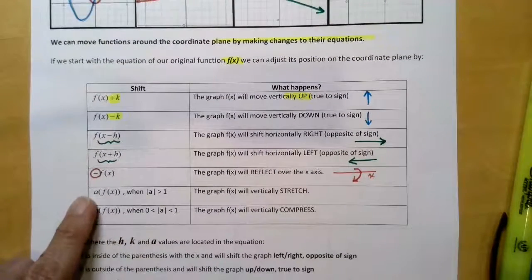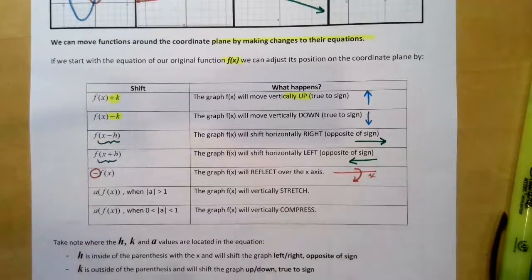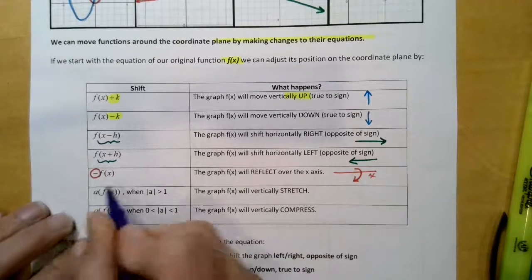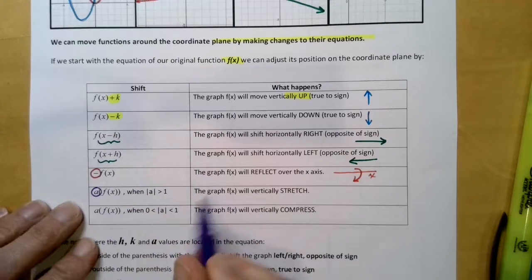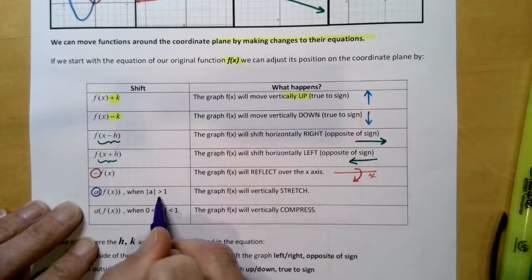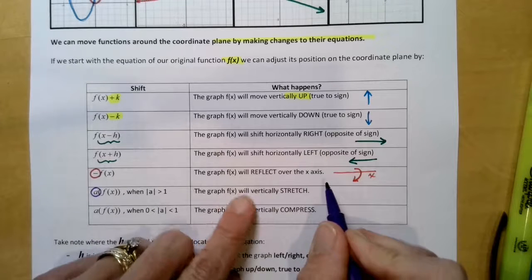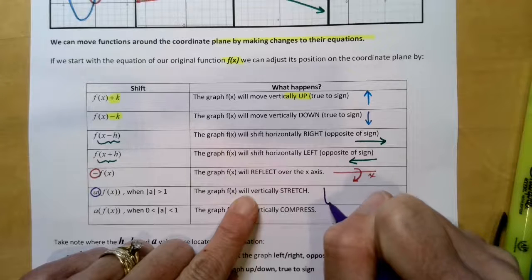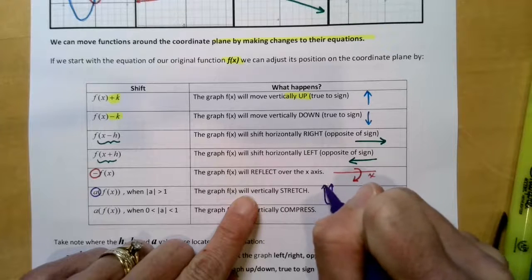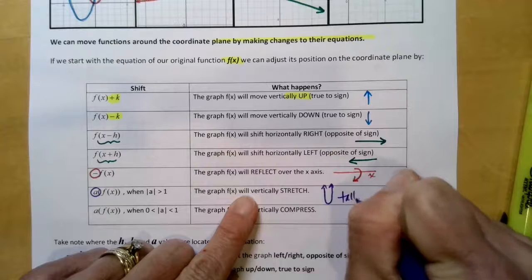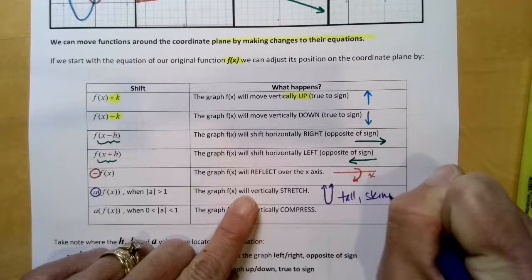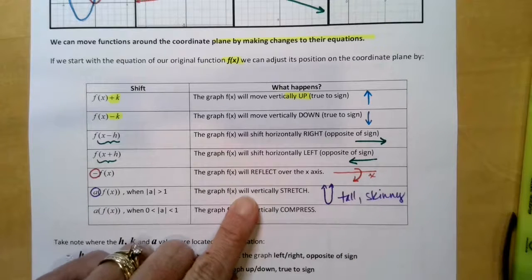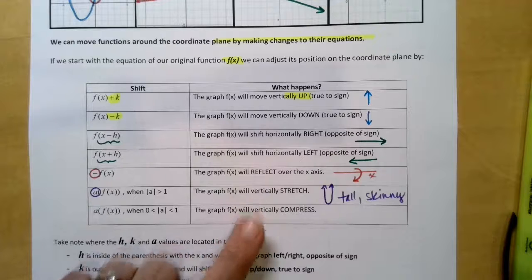Okay, so when I have an a out front, a coefficient out front, and the absolute value of the a is bigger than 1, then that means my graph is going to stretch. It's going to go tall and skinny. So it's going to be a taller graph and it's going to be skinny. It's going to make those output values much higher, faster.